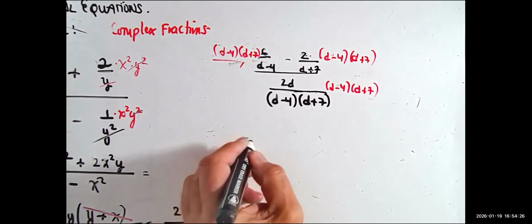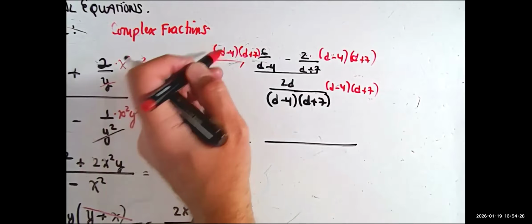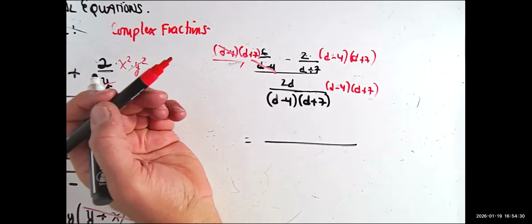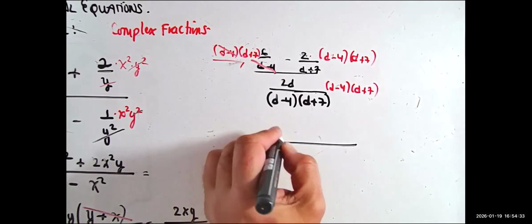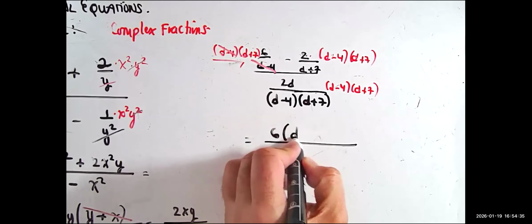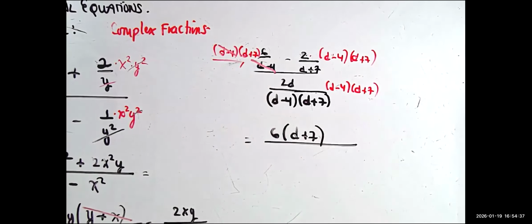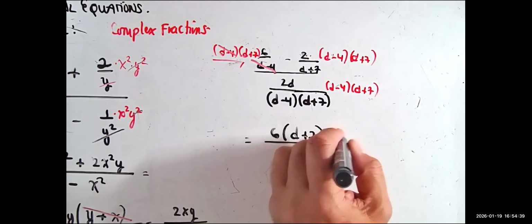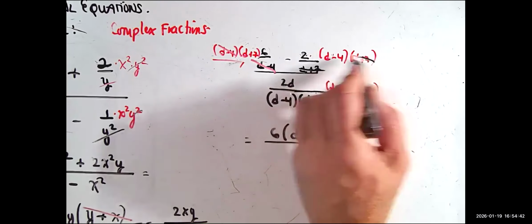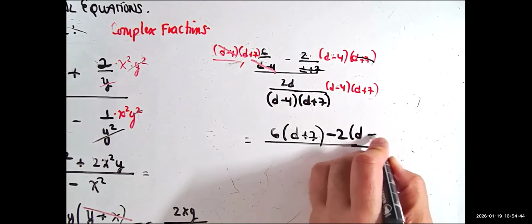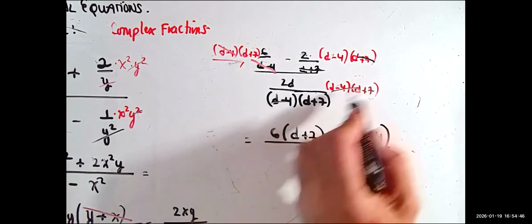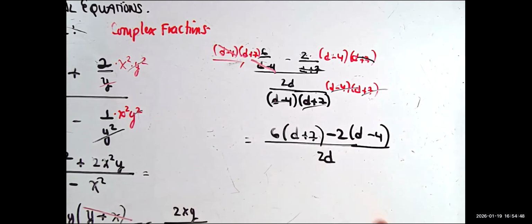Okay, so what did we get? Notice, folks, that here d minus 4 simplifies, so we have 6 times d plus 7 minus 2 times d plus 7 cancels, so we will have d minus 4. In the denominator, everything cancels, leaving 2d. So now we have to expand the numerator to see if something simplifies. But let's see what happens.